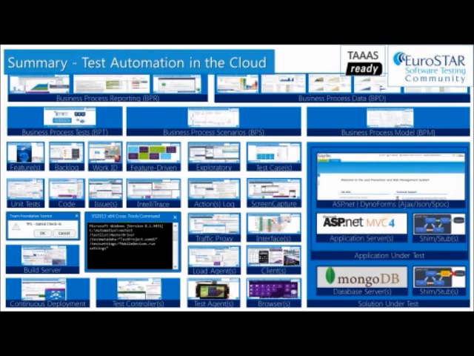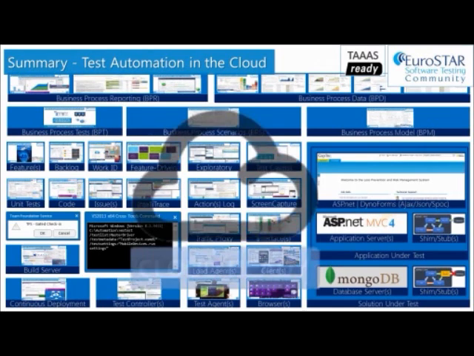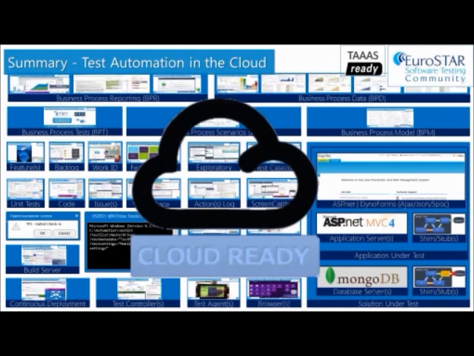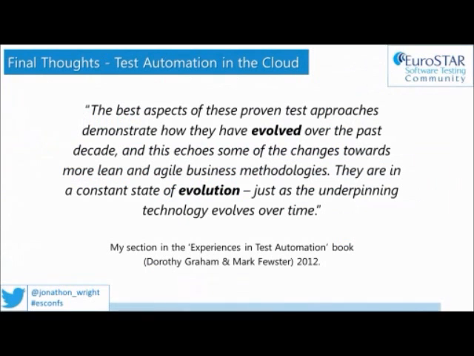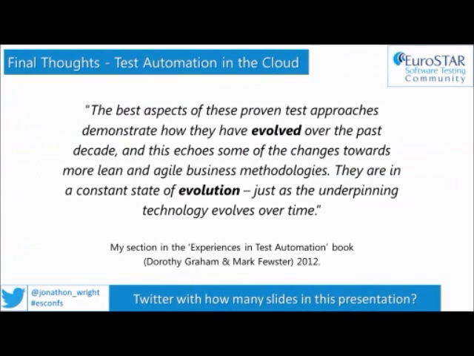So finally, as I know we're running out of time, I'm going to finish off with the final section in the Experiences in Test Automation book, which was that this is not a hard and fast rule of the best solutions for the cloud. This is a moment in time. This is how things have evolved over the past decade. But we are in a constant state of evolution. So being able to swap out those test adapters and be able to swap out the technology which we're using means that we're not dependent on a particular tech stack.